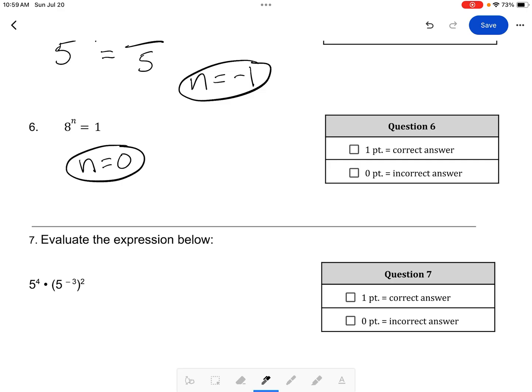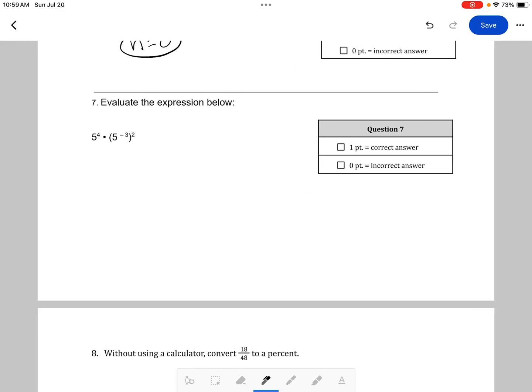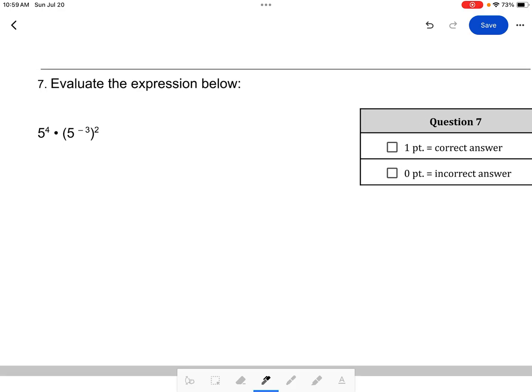Looking at number 7, it says evaluate the expression below. So 5 to the fourth, I'm going to keep. I'm not going to mess with that for right now. I'm taking a power to a power here. Negative 3 times positive 2 is negative 6. So this is going to be 5 to the negative 6. Remember, when I take a power to a power, I multiply those numbers together.